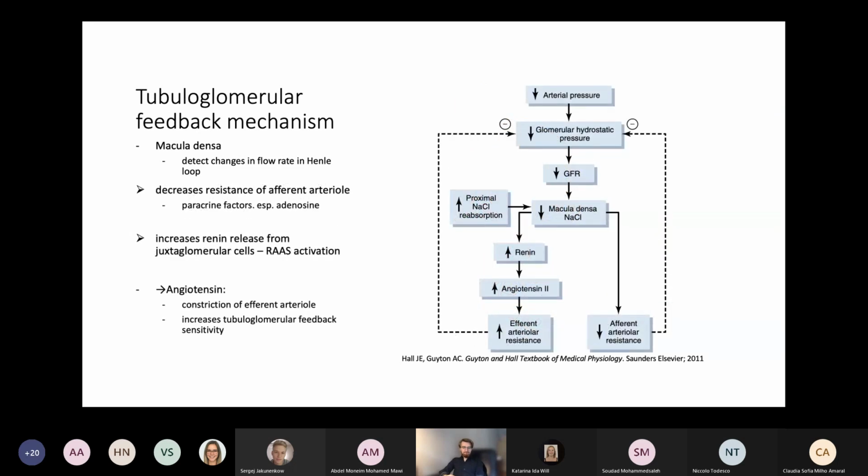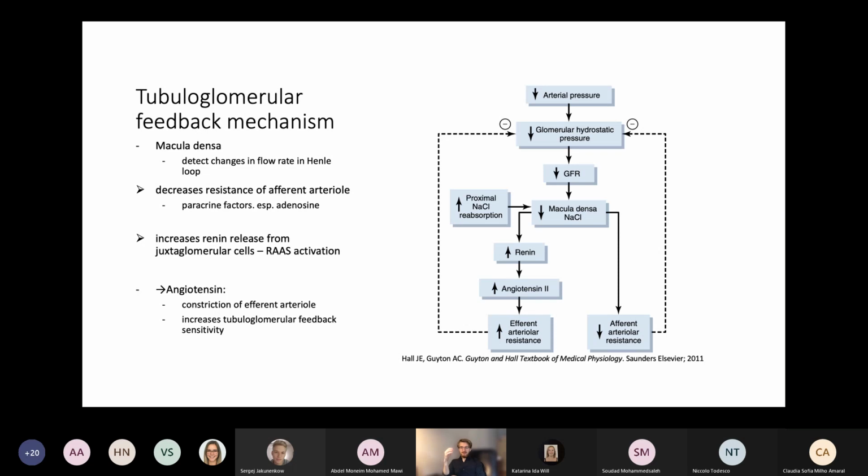What is this going to do? Depolarization of these cells will release paracrine factors towards the afferent arteriole, especially adenosine, and that constricts the afferent arteriole. The next thing is it increases the release of renin from juxtaglomerular cells. Renin is the initiating factor for the renin-angiotensin-aldosterone system. This is a cascade that you're going to learn more about in the future, but the basic function is, at the end of this cascade is angiotensin, and angiotensin constricts the efferent arteriole, and that increases the filtration pressure within the glomerulus.